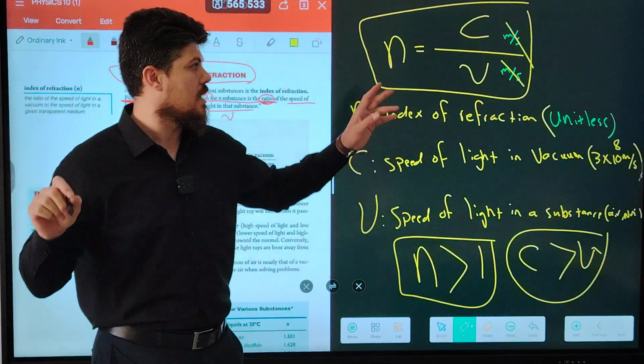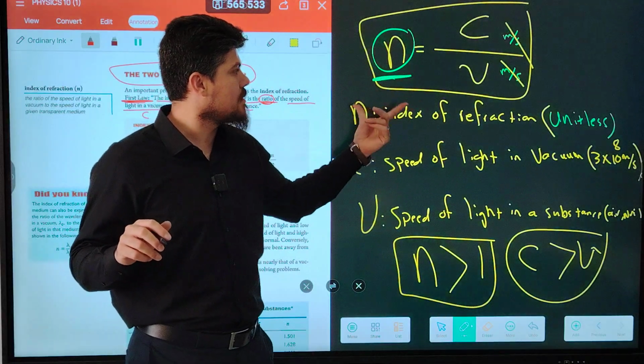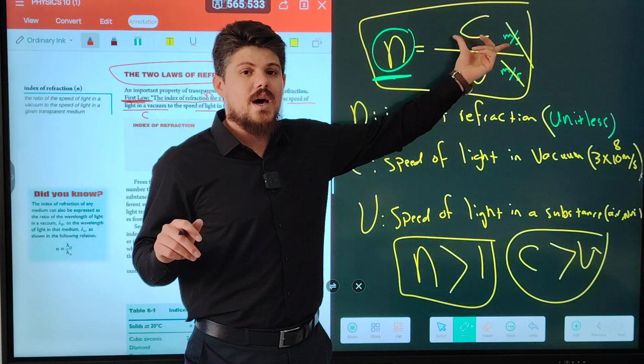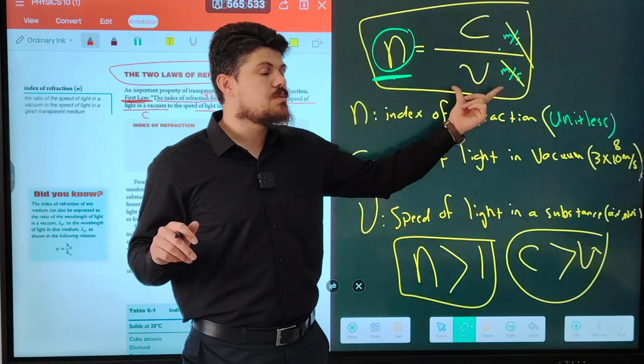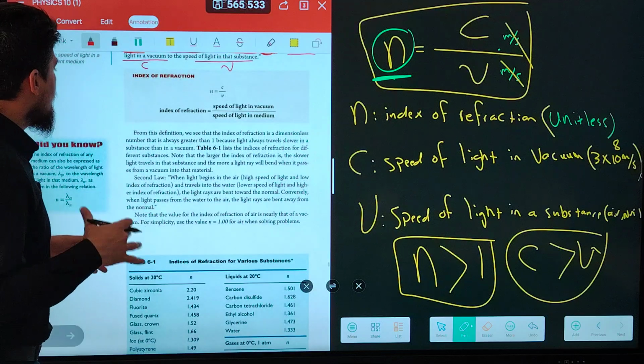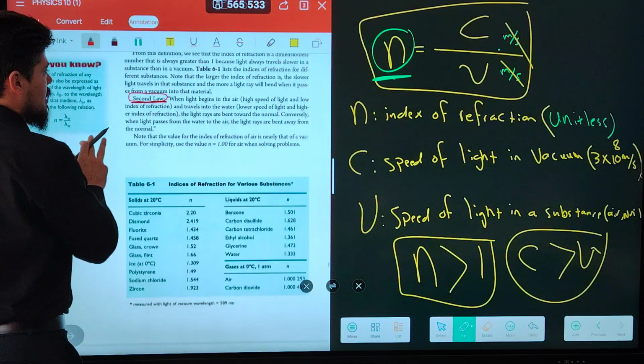Once again, listen carefully, guys. The index of refraction of a substance, n, is the ratio of the speed of light in vacuum to the speed of light in a given medium or substance. This is the first law. The second law is stated here, guys.